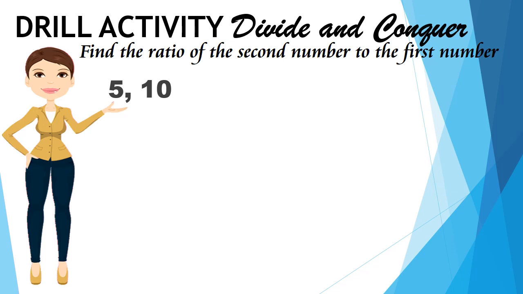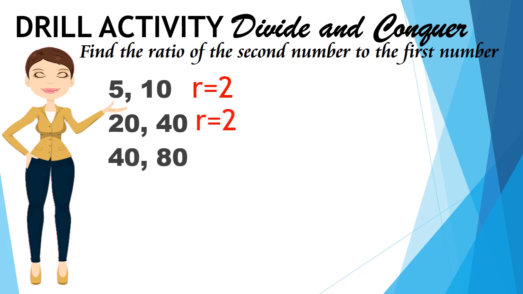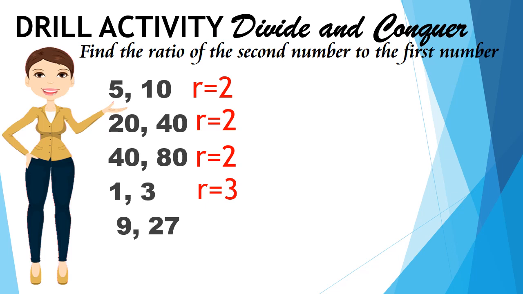That is 5 and 10. What is the ratio? Good job. That is 2. We have 20 and 40. The ratio is 2. 40 and 80. You must write if you give the ratio of 2. 1 and 3. The answer is 3. That's great. 9 and 27. You are correct if your answer is 3.